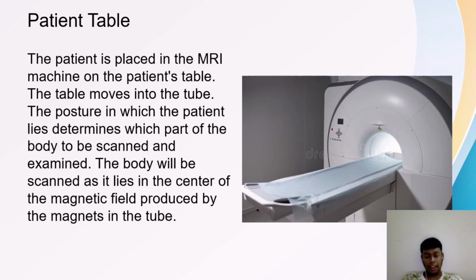The patient is placed in the MRI machine on the patient's table. The table moves into the tube. The posture in which the patient lies determines which part of the body is to be scanned and examined. The body will be examined as it lies in the center of the magnetic field produced by the magnets in the tube.